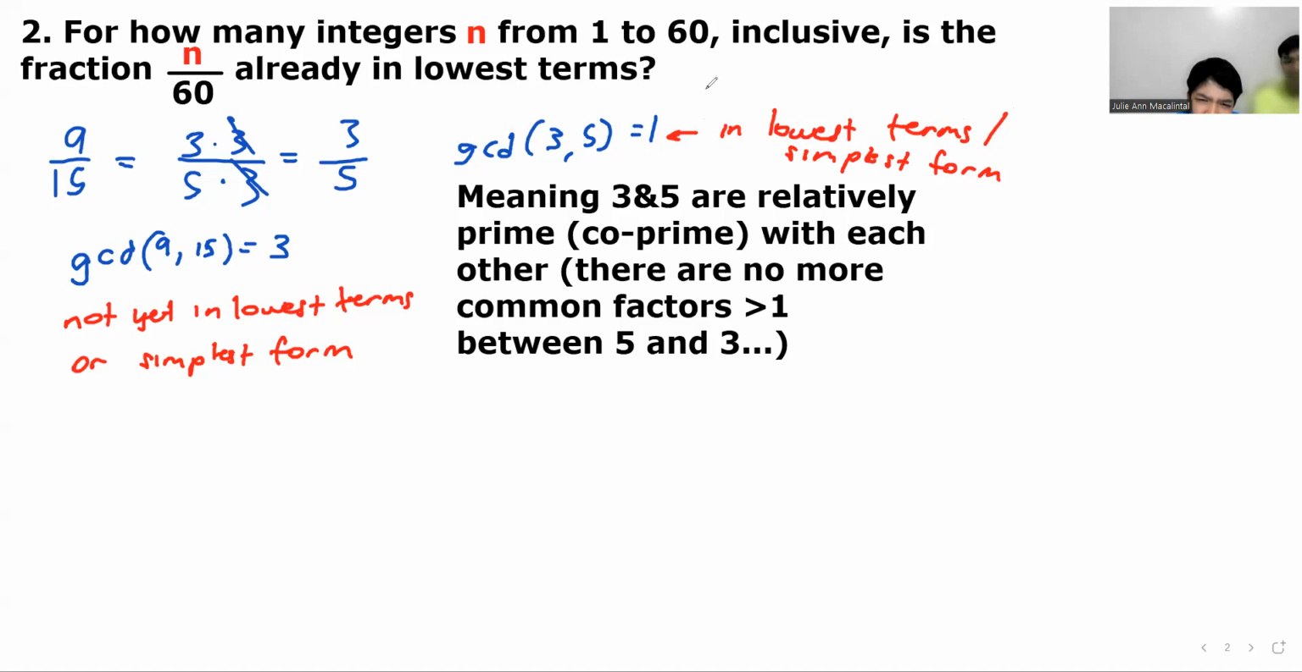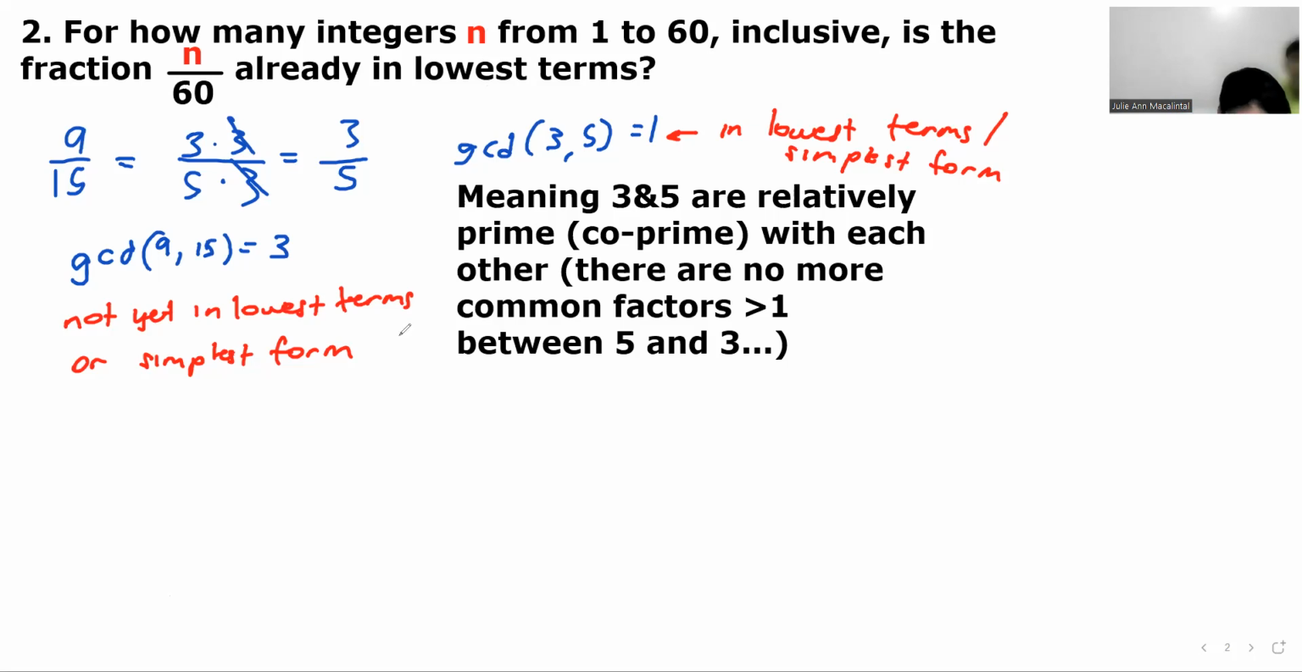So essentially, we have successfully converted the problem into mathematics. From lowest terms, now we have a function. We can use Euler's totient function. So here in this problem, basically we are looking for Euler's totient function of 60. So meaning, the numbers, let's say the numbers x or number n.